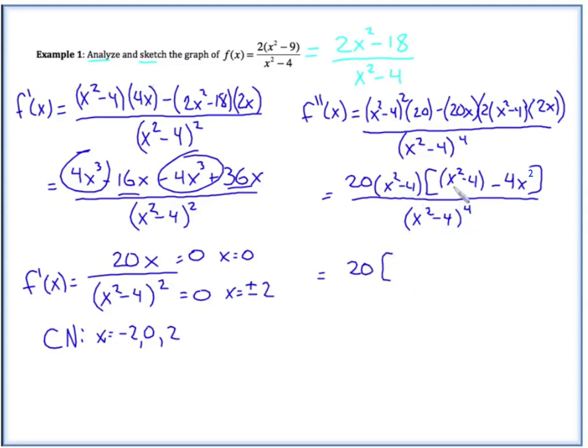Okay, so that's gone. And then this x squared minus 4 minus 4x squared, that's going to be negative 3x squared minus 4. And it'll be x squared minus 4 cubed, remember, because we got rid of one of the x squared minus 4's right there. So here is your second derivative.